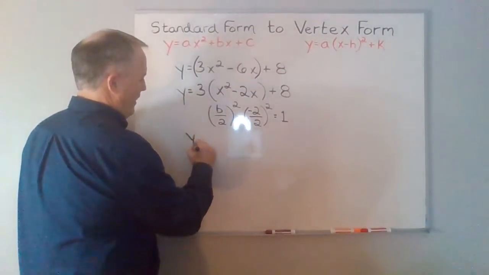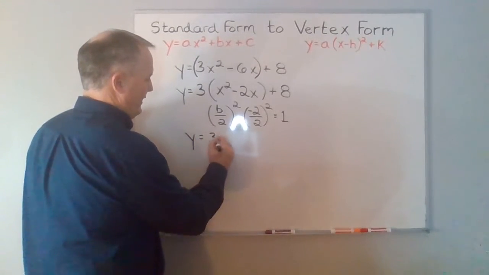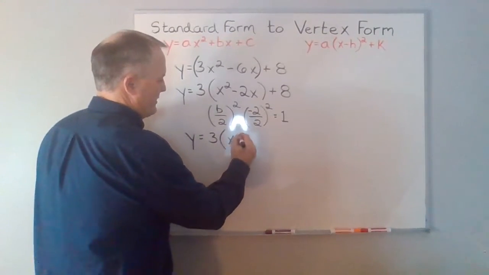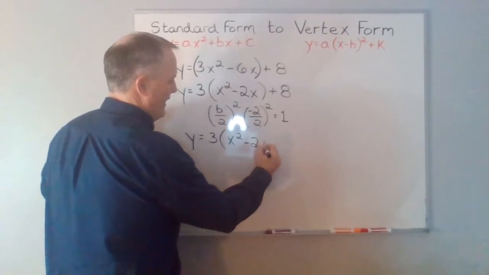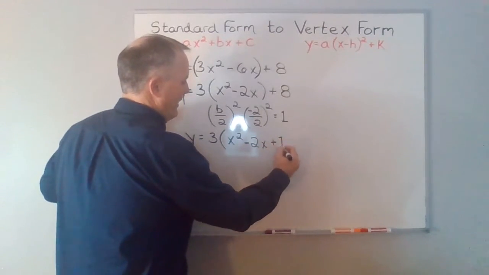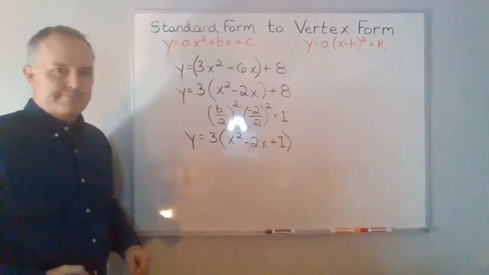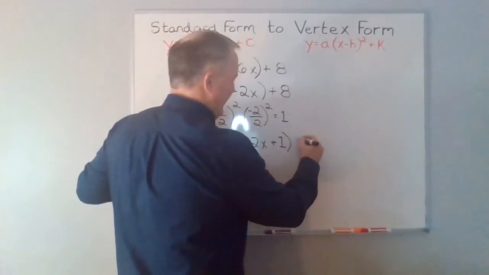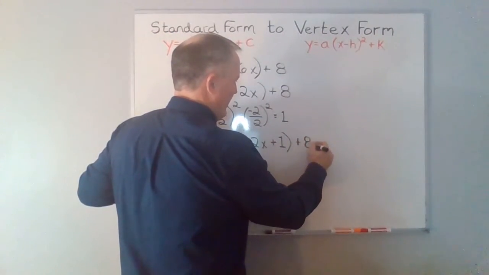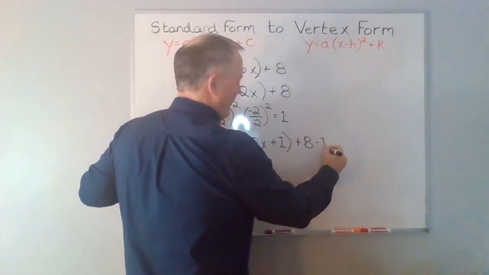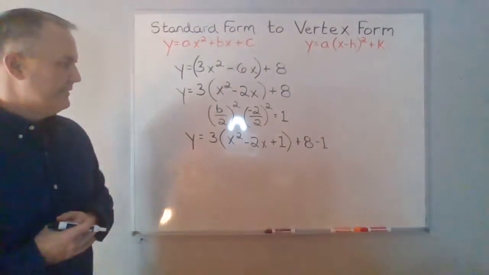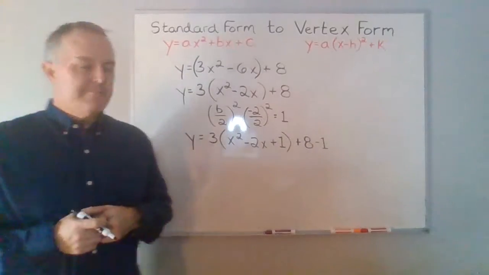So now it's going to be y equals 3x squared minus 2x plus 1 on the inside. We still have the plus 8 on the outside. And now we're going to subtract 1 from the outside. All right, so far so good.